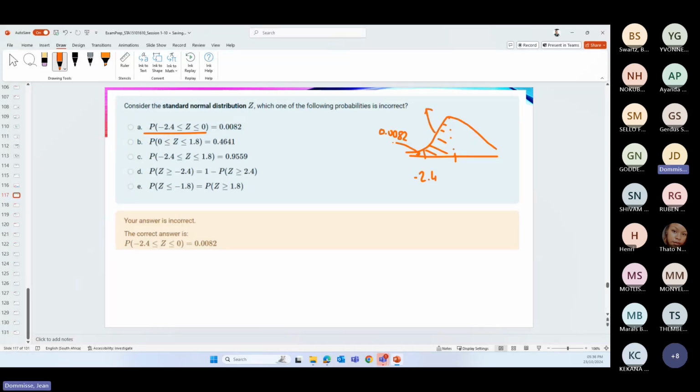So the area that we're looking for, and you can work that out in a few ways, but the easiest is to say that all area to the left must be 0.5, and we subtract that small area of 0.0082. If we do that, our answer should be 0.4918 and not 0.0082.